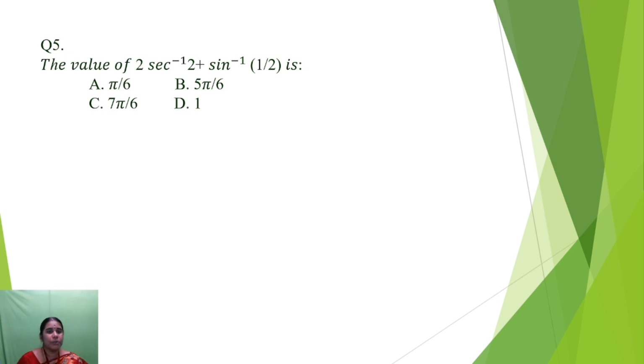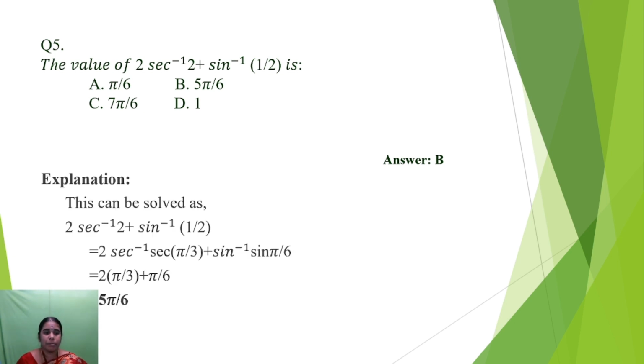Next, question number 5. Find the value of 2 into sec inverse of 2 plus sine inverse of 1 by 2. The answer is 5 pi by 6, which is option B. See the explanation. We convert 2 in terms of sec and 1 by 2 in terms of sine. Secant of pi by 3 gives 2, so 2 into sec inverse of sec pi by 3 plus sine inverse of sine pi by 6. Cancelling, we get 2 into pi by 3 plus pi by 6, which gives 5 pi by 6, option B.